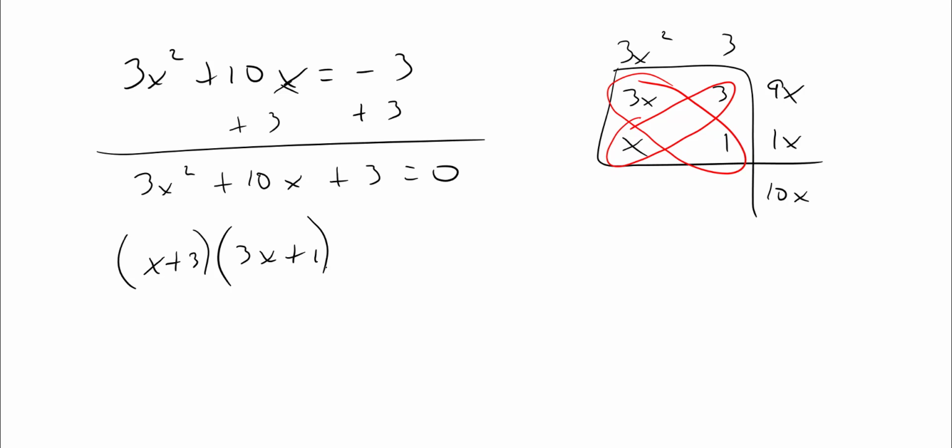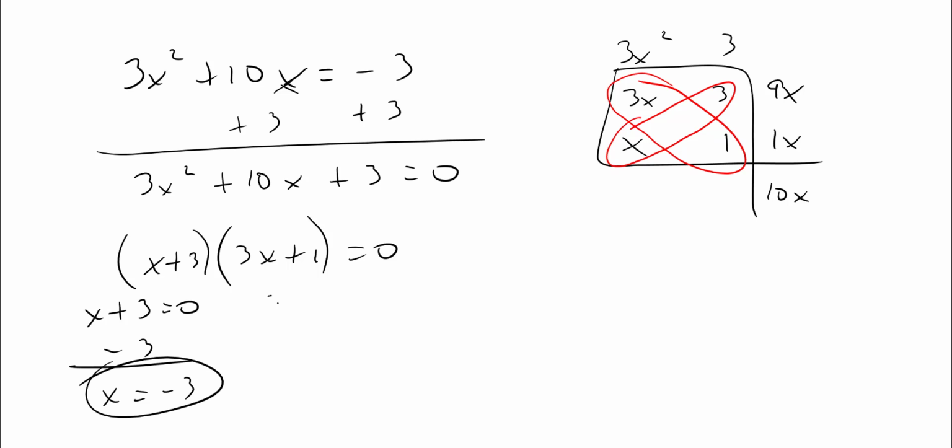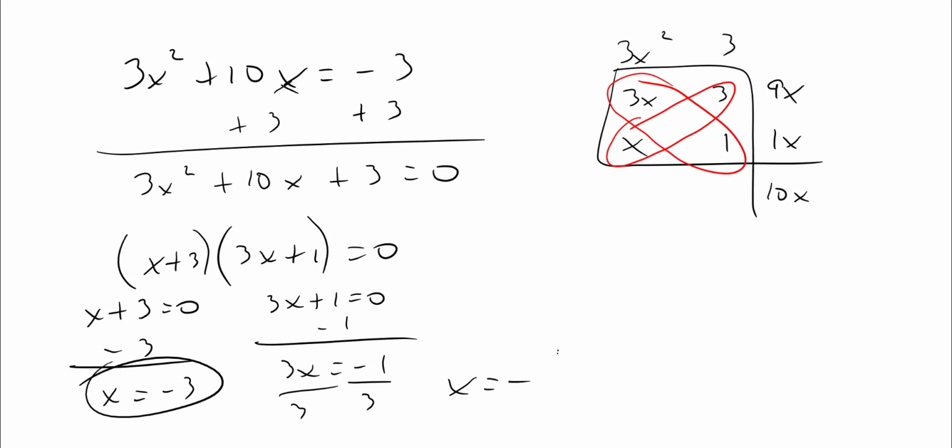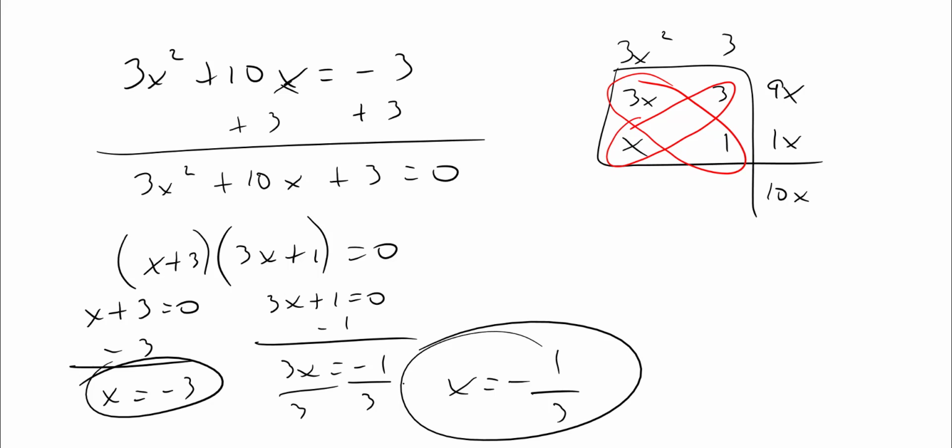That's it factored. Okay, so that equals 0, of course, so x plus 3 equals 0. Subtract 3 from both sides, x equals negative 3. And 3x plus 1 equals 0. Subtract 1 from both sides, so 3x equals negative 1. Divide by 3, x is negative 1/3. Okay, there we go. Two answers: negative 1/3 and negative 3. Okay, so it's not bad. Okay, let's try a little bit more aggressive one. Not much more.